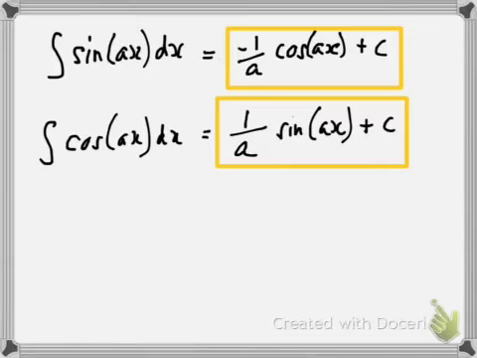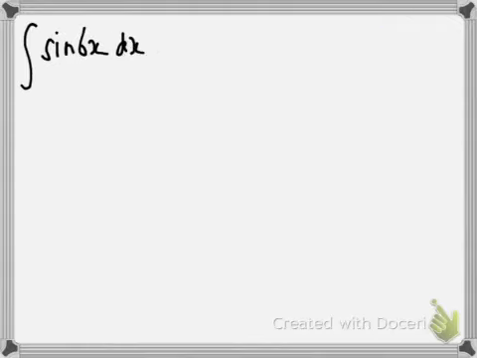Alrighty, so there's the two rules. 1 over the coefficient of the x, then it's cos or sine, same bracket, plus c. So the bracket doesn't change, and you put 1 over the coefficient. Sine goes to negative cos, cos goes to sine. That's practice. Okay.